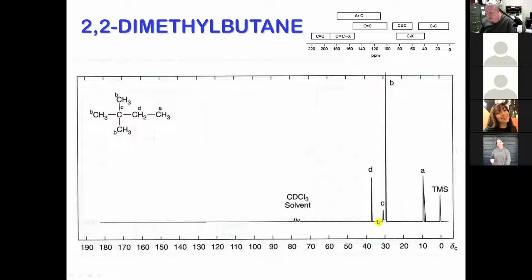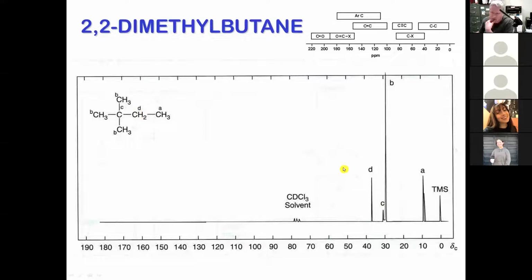Okay, so we have B. C is a tiny one. D is a little bit downfield because of the electronics of the neighboring groups. A is really boring. There's nothing nearby it. It goes far upfield. So D though, being CH2s always go a little more downfield, and that's kind of why the D is a little further to the left.